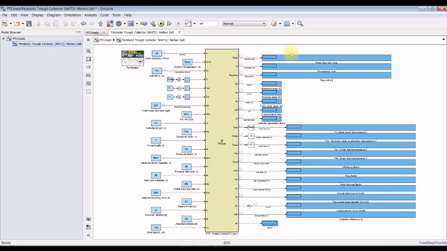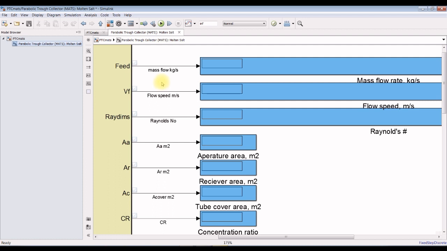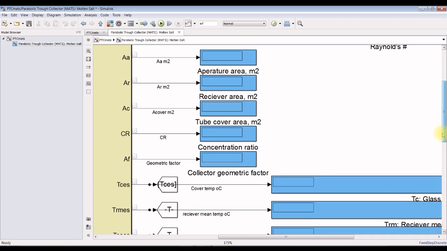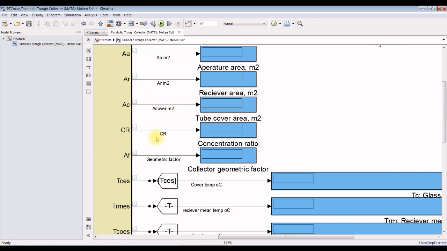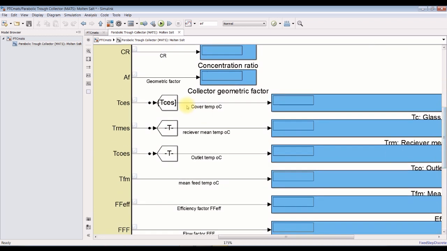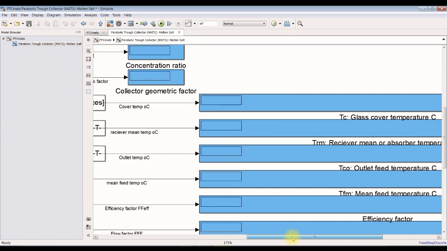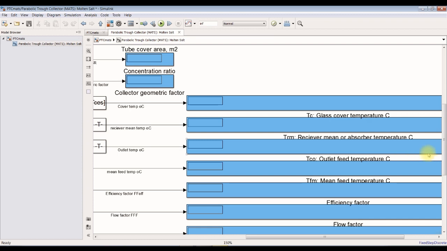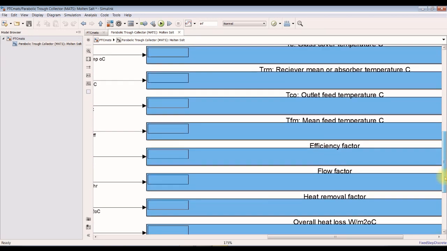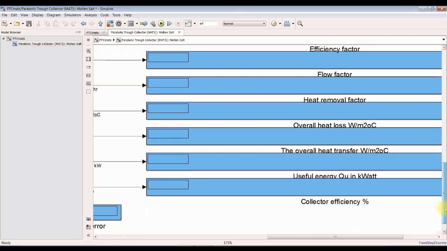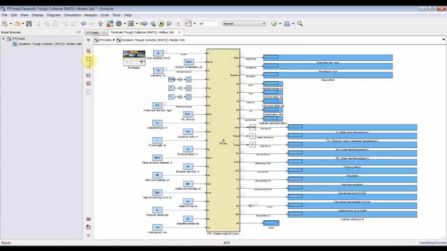This is our model. We are going to discover the following: mass flow rate through the parabolic trough collector, flow speed, Reynolds number, aperture area, receiver area, concentration area, outlet cover temperature, glass cover temperature, receiver temperature, mean temperature, mean receiver temperature, outlet fluid temperature, and mean fluid temperature, efficiency factor, flow factor, heat removal, overall heat loss, overall heat transfer coefficient, useful energy, and collector efficiency.